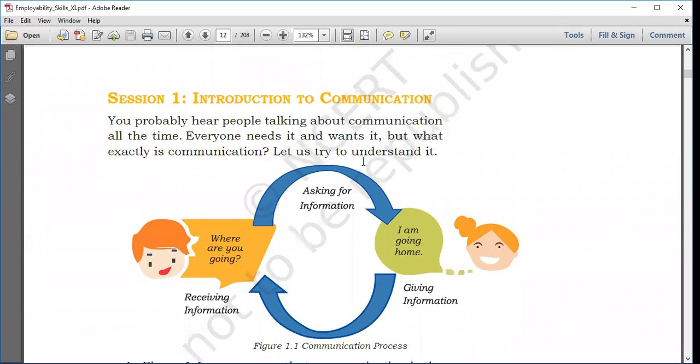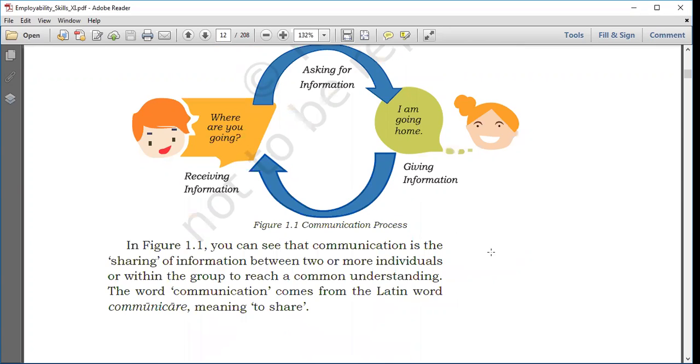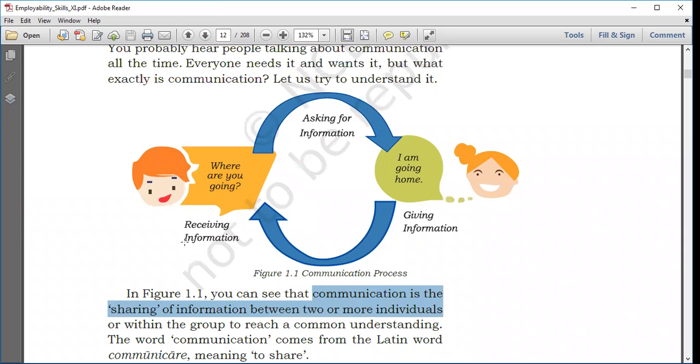What is communication? You can see communication is sharing of information between two or more individuals. Now you can see here, when one person says, where are you going? The other says, I'm going to home. So the one person is asking for information and the second person is giving the information back and the first person is receiving the information. So this is called a sharing of information.